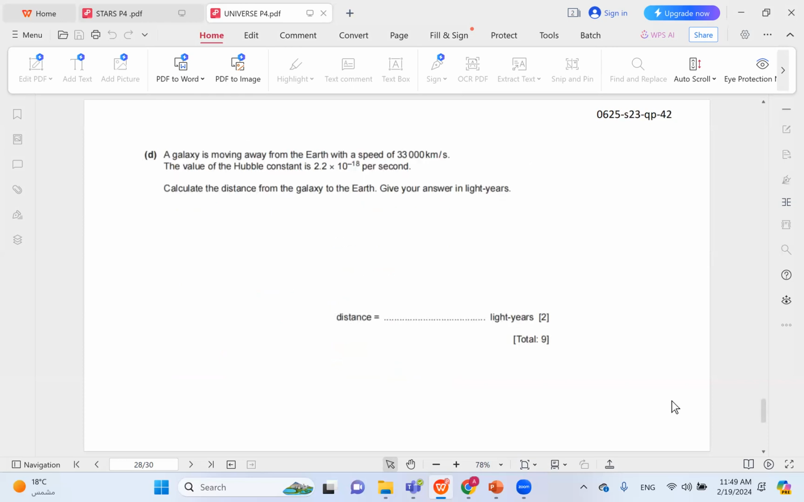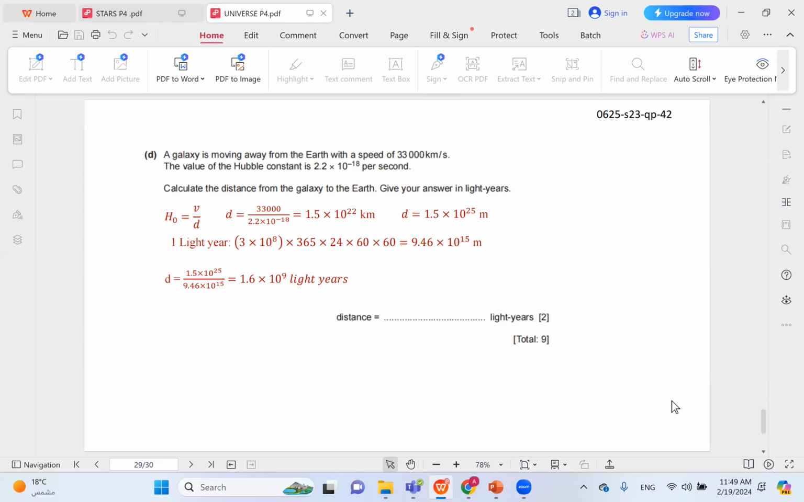A galaxy is moving away from Earth with a speed of 33,000 kilometers per second. The value of the Hubble constant is 2.2 times 10 to the power of negative 18 per second. Calculate the distance from the galaxy to the Earth. Give your answer in light years. So first of all, we want to calculate distance. So we use the equation H naught equals V over D. We are given V, and we want to get the D.